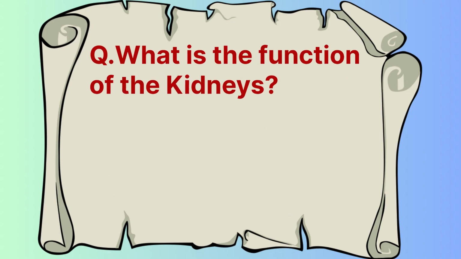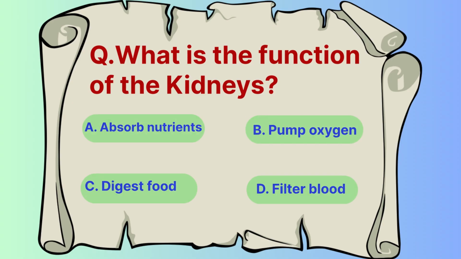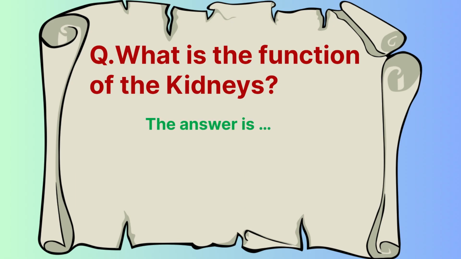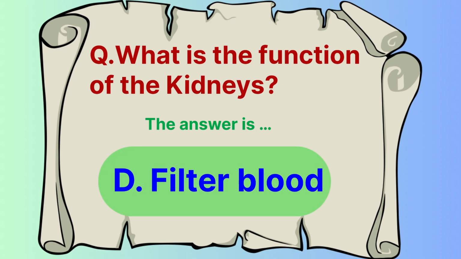Next question, what is the function of the kidneys? So the options are A absorb nutrients, B pump oxygen, C digest food, D filter blood. So the correct answer is option D filter blood.